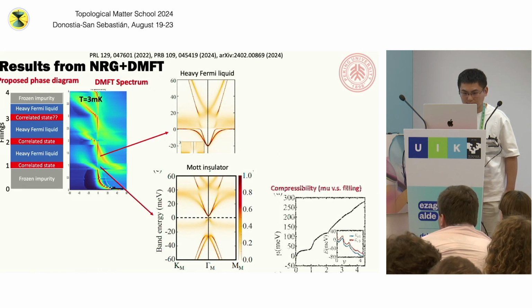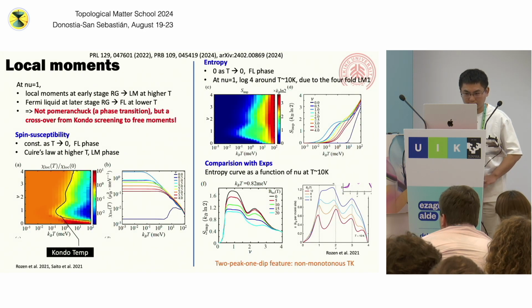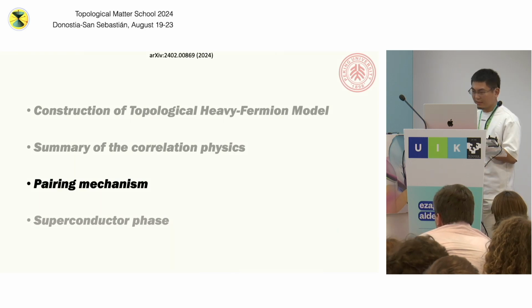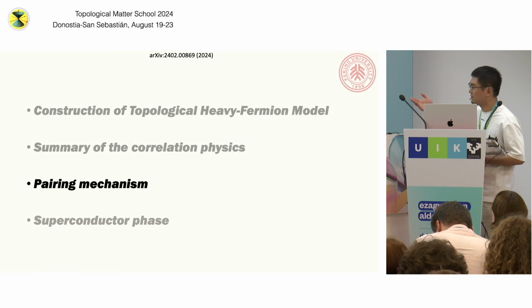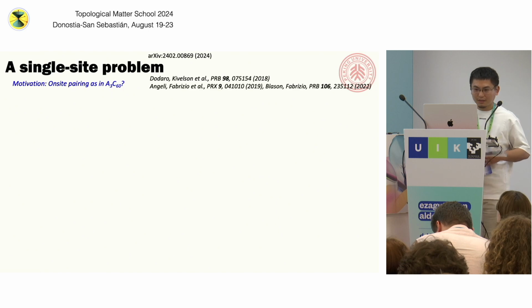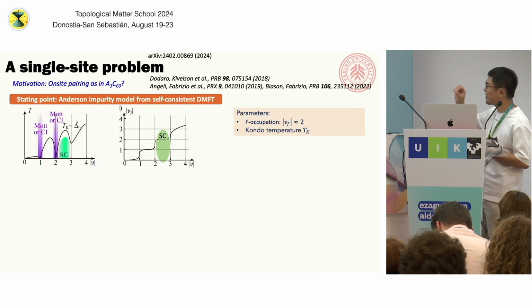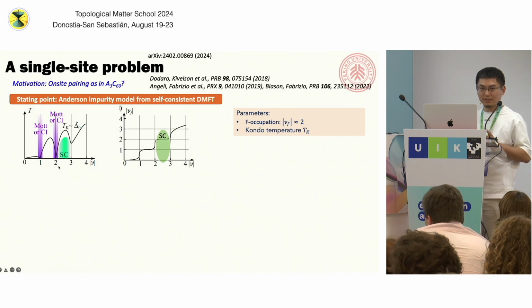So I don't have much time to explain the many details of this calculation, so I just skip this. Basically, those calculations just provide a background for the pairing mechanism. Then let's go to the pairing mechanism. As I explained at the beginning, we expect that the pairing mechanism here is very similar to that in fluorides. And we mainly focus on the filling between 2 and 3, where the superconductor Tc is the highest.